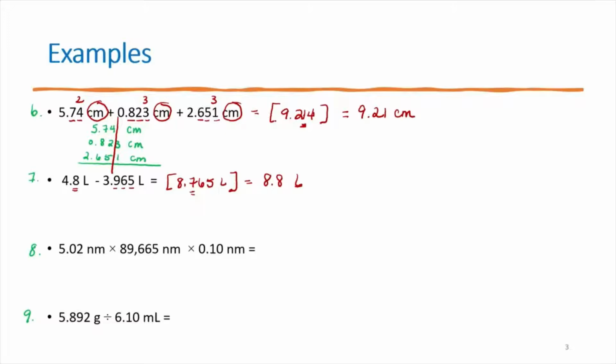Number 8. Now I'm doing multiplication. 5.02 nanometers times 89,665 nanometers times 0.1 nanometer. These are all length units. A nanometer is a unit of length. But if you recognize this, we're going to get nanometers cubed here, which can correlate to, eventually we could do a conversion. We're not going to in this example, but we could do a conversion back to centimeters cubed and then to volume.